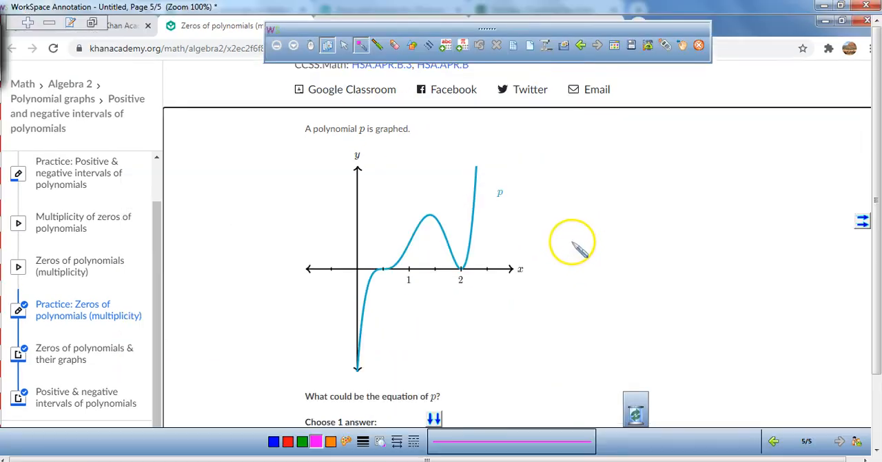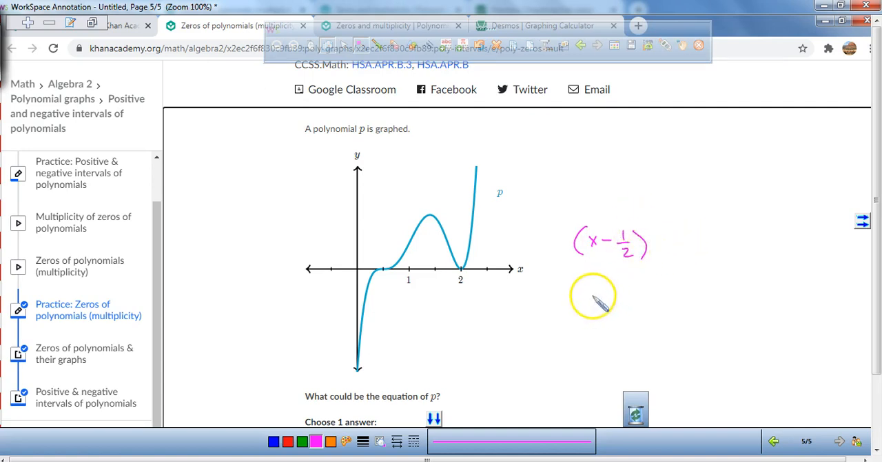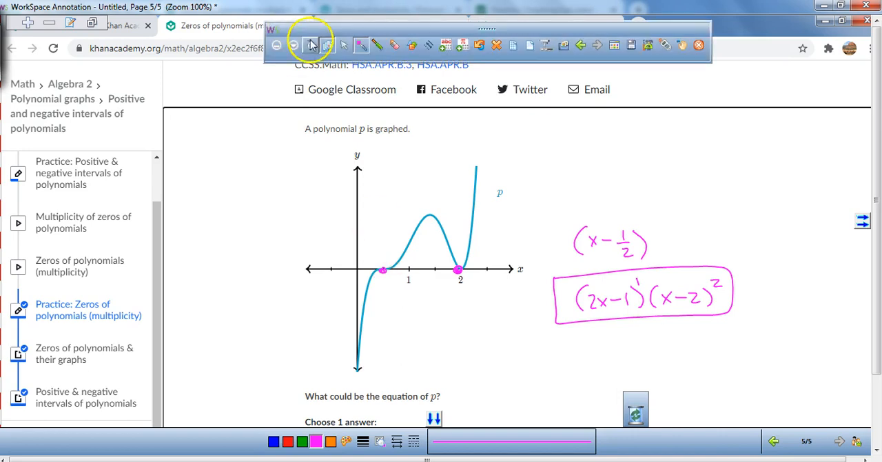So I'm just going to kind of map it out. This goes up like that. Oh, that's a point of inflection right there. So instead of x minus a half, this has to be an odd number here. So I'm going to put 2x minus 1, and that could be a 1, it could be a 3, it could be a 5. But over here, at x minus 2, it's got to be an even. So this number has to be an odd, like a 1, or a 3, or a 5, and this has to be even. So that's what I'm going to be looking for, because this one doesn't pass through, and this one does pass through.